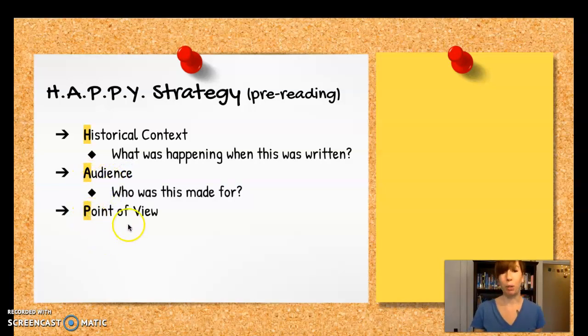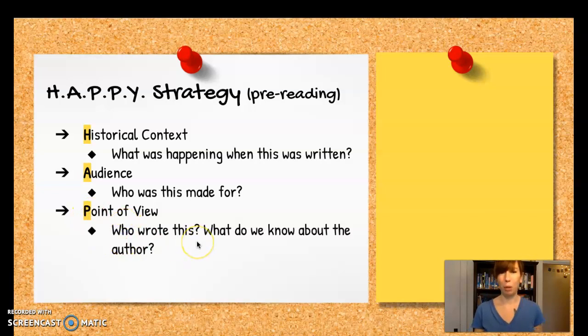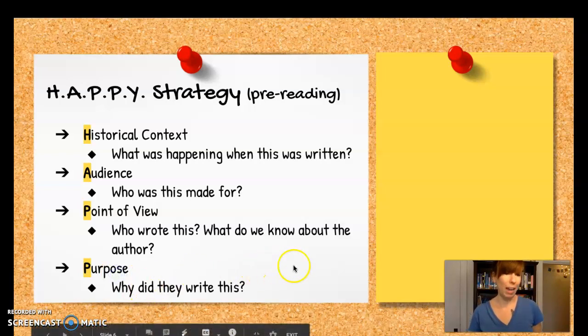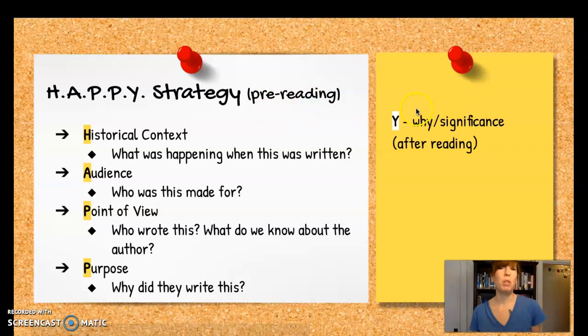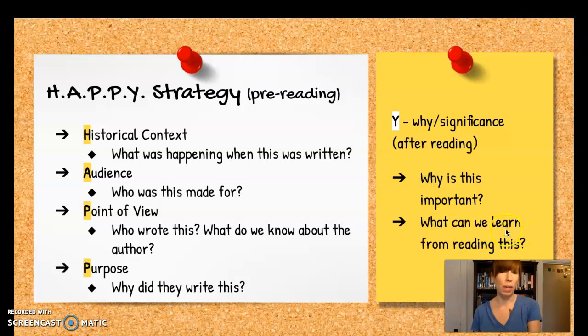The P is for point of view. Who wrote this and what do we know about the author? And the second P is for purpose. Why did they write this? After you've read the source, you can go over to the Y, which means why. Significance. It's for after you're done reading and you want to ask, why is this important and what can we learn from reading this? Bigger questions.